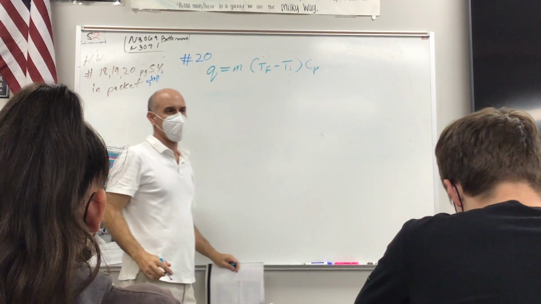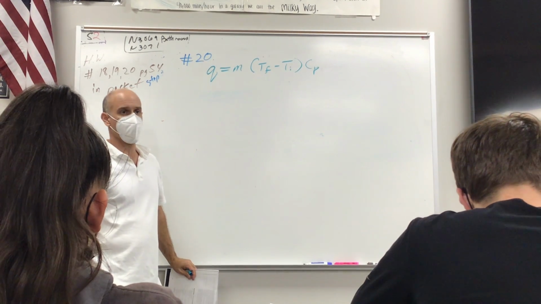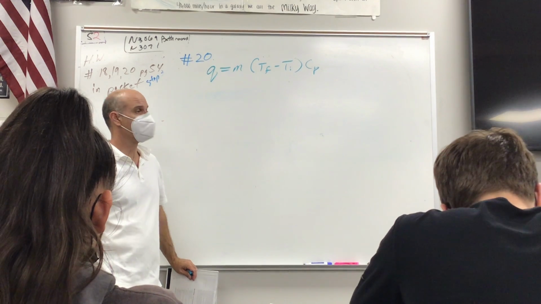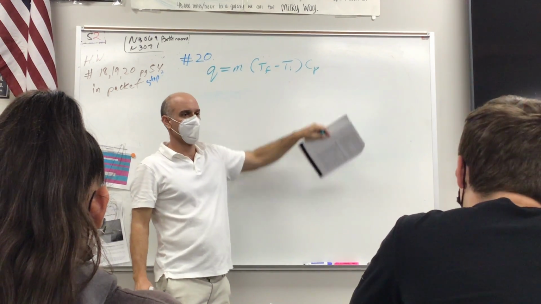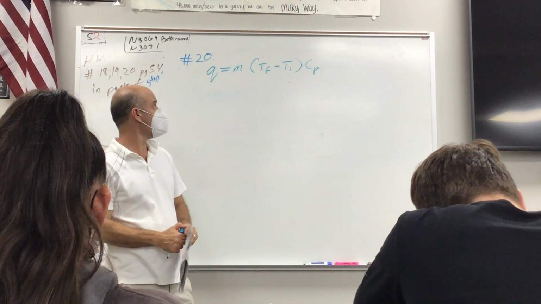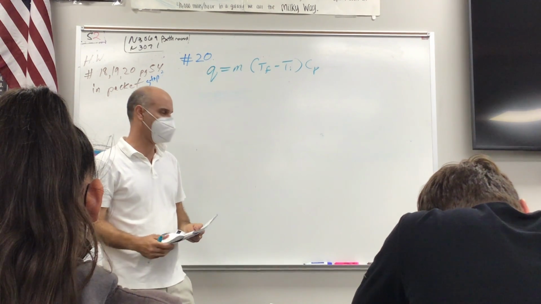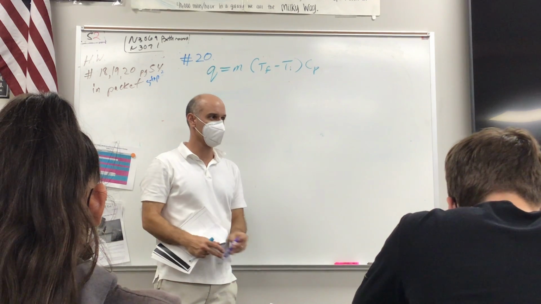Okay, so all 3 problems, we're using the same equation. Q is equal to mass, T final minus T initial times specific heat. So when I grade your homework, if you don't have that there, I'm taking off points. You need to write the equation down.